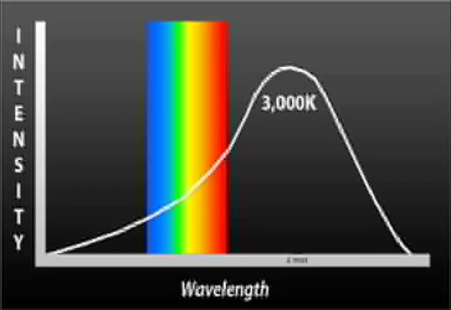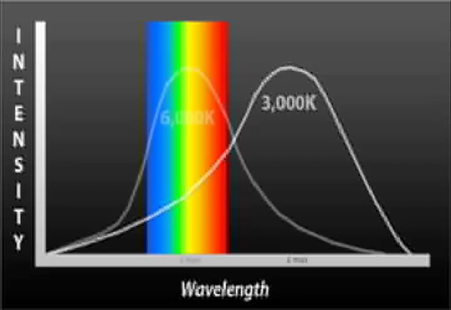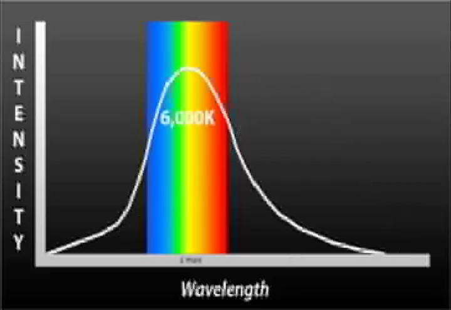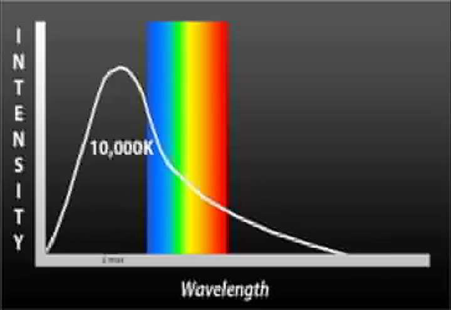At 3000 Kelvin, the peak wavelength is off to the right of the visible light spectrum, therefore we see the star as red. At 6000 Kelvin, the peak wavelength is right over the visible light spectrum, therefore it appears white. As the temperature increases to 10,000 Kelvin, the peak wavelength is now shorter than the visible light, thus the star appears blue.